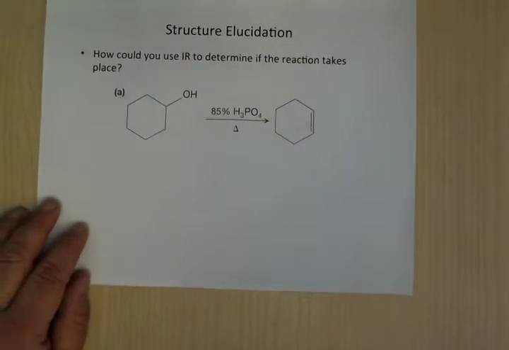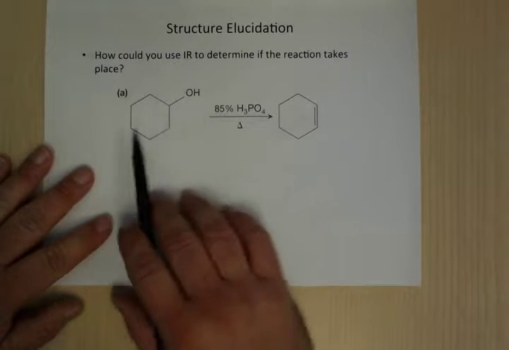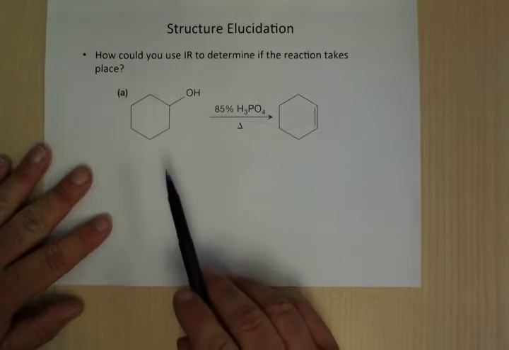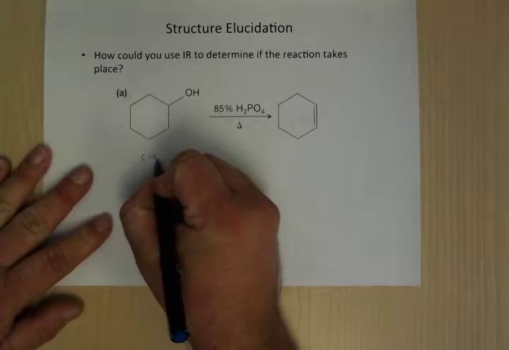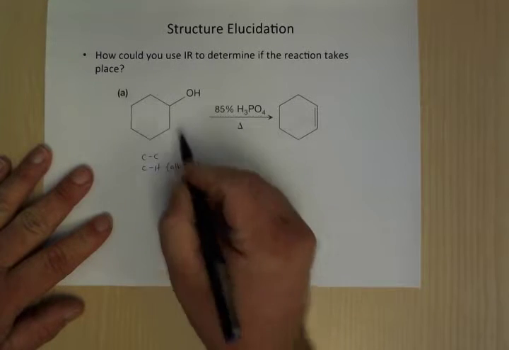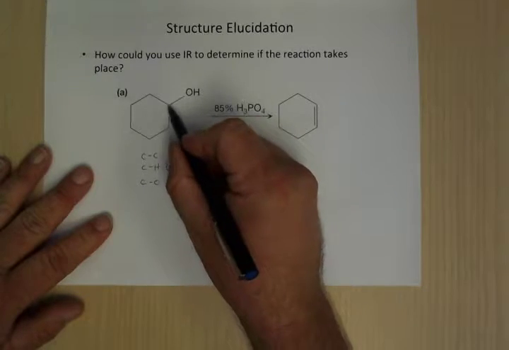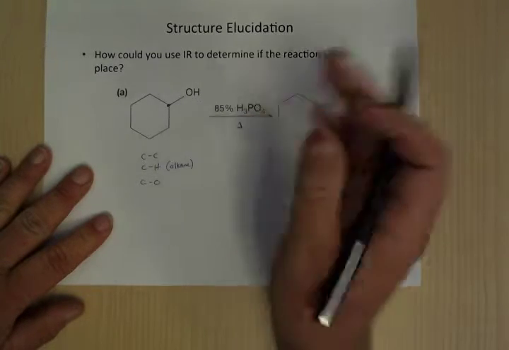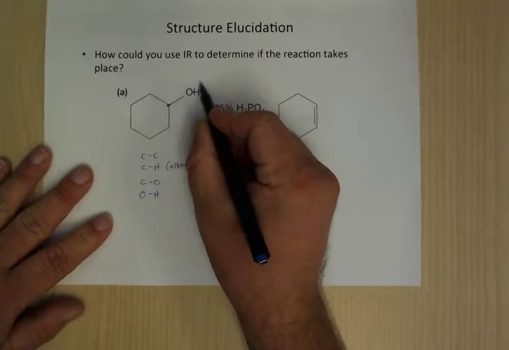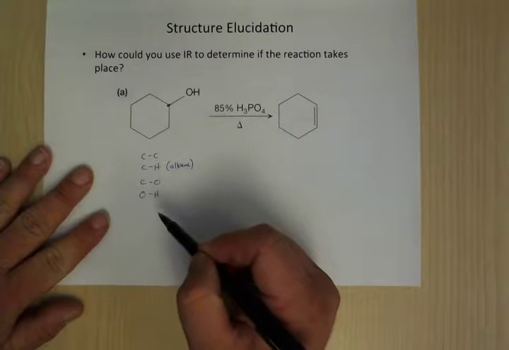Okay, so how would you figure out if this reaction took place? What you would do is say, okay, let's predict what peaks would be here. Well, there's always CC and CH peaks for an alkane. But then we would also have the CO peak, going from here to here. We'd also have that bond, and we also have the OH bond here. So we would have these two characteristic peaks.